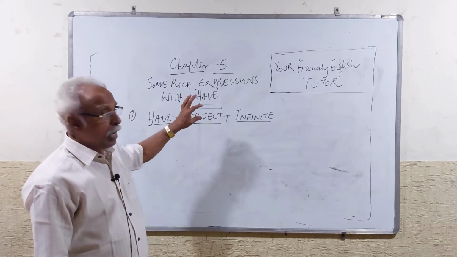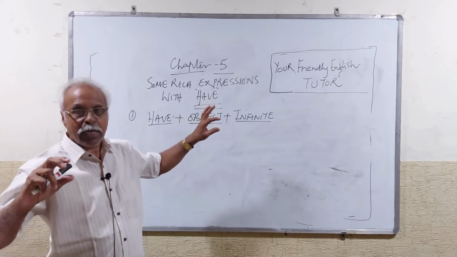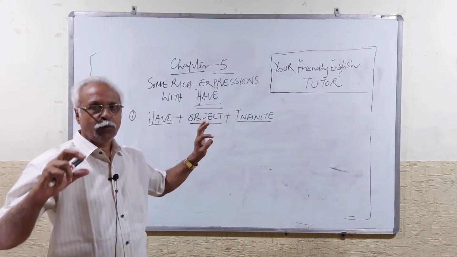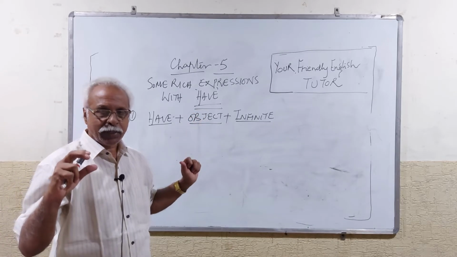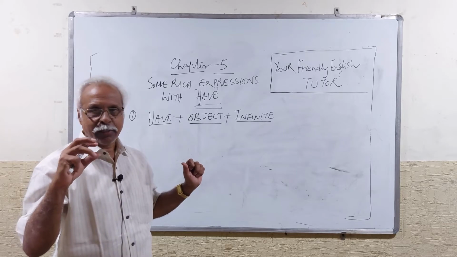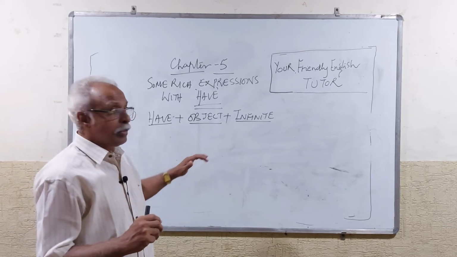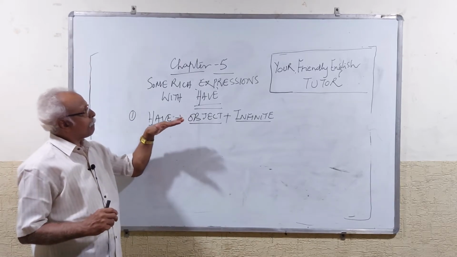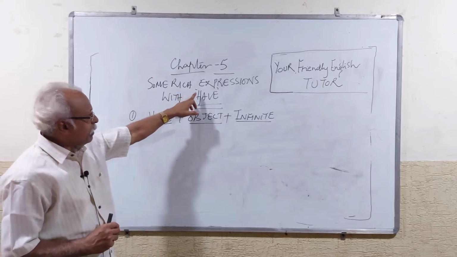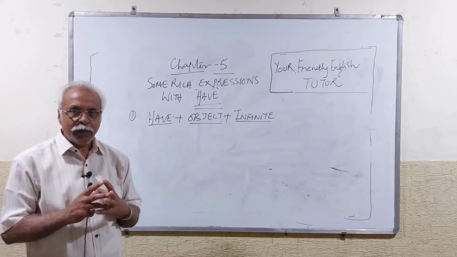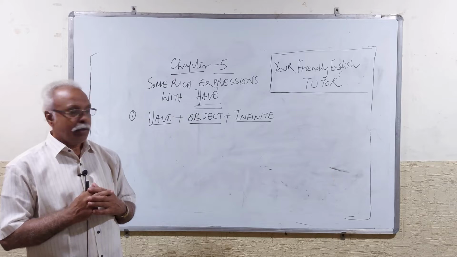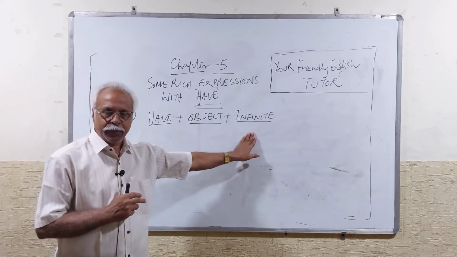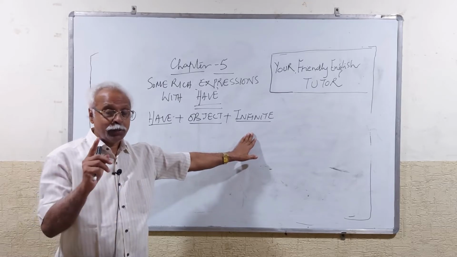Now, in this last phase of the last chapter of Have and Has, which I've been teaching for the last 4 videos, this is the last one. And in this chapter also, we're going to learn some very rich expressions with have and has. Look at this: have plus object plus infinitive. I have already taught you what is infinitive.